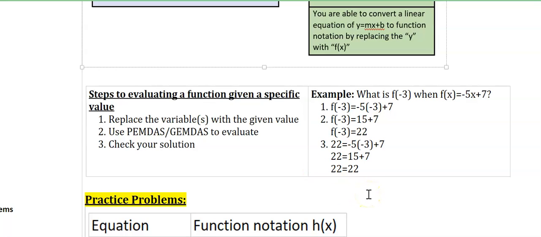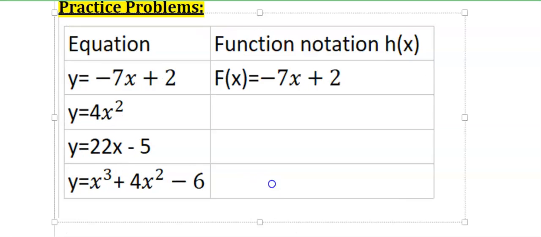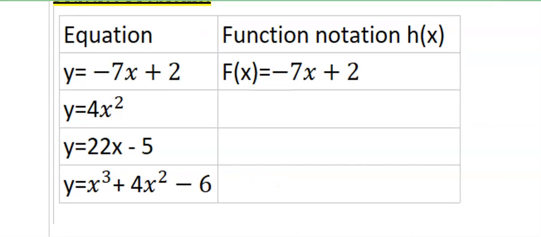Now going back and forth between function notation and linear equations, remember we just changed the y with f of x. So this should say f of x, so I apologize, but if I write this in for my equation, y is equal to 4x squared, I'm going to zoom in. I would just change it. F of x is equal to 4x squared.